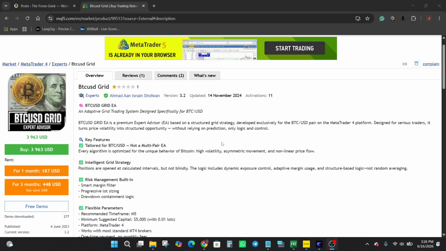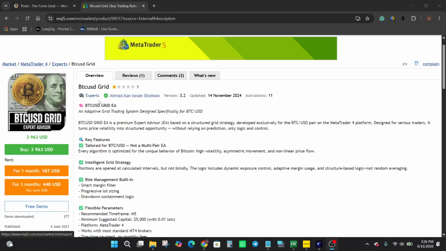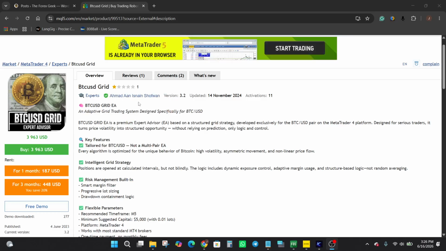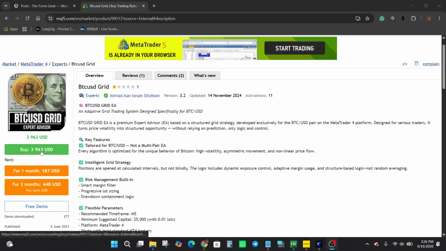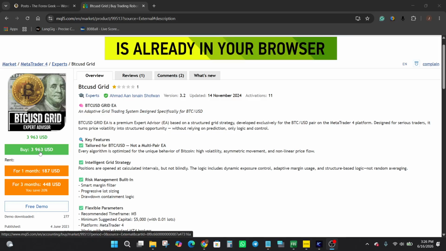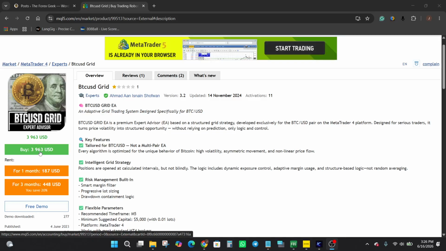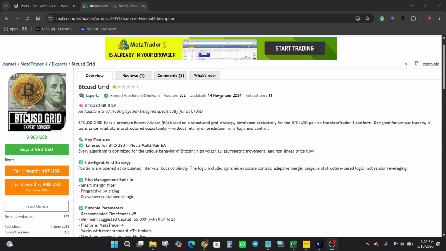Starting here on the marketplace page, BTCUSD Grid EA is an MT4 expert advisor developed by Ahmad and Isnain Shofwan. This is positioned as a premium EA with a listed price of $3,963, or you can rent it monthly or quarterly depending on your preference. The current version shown is 3.2, updated on November 14th, 2024.